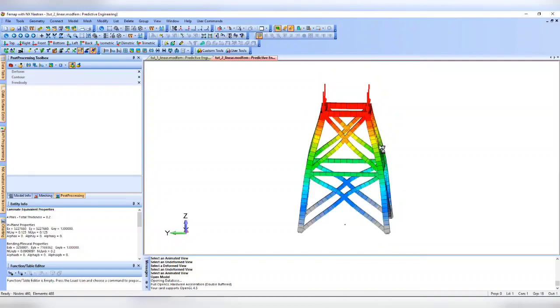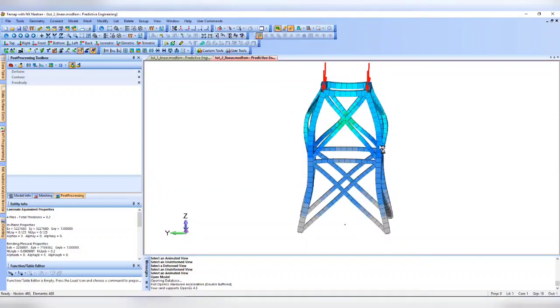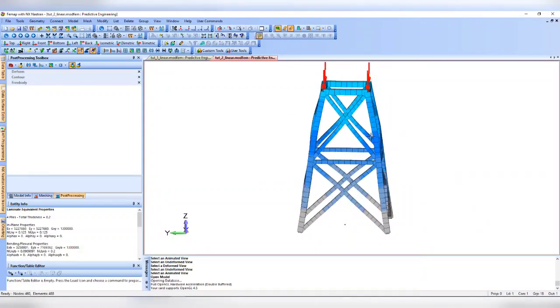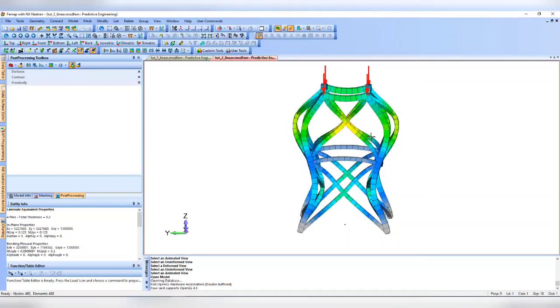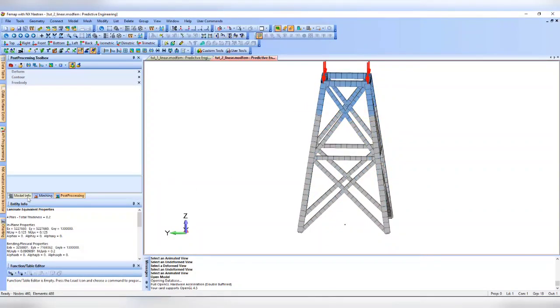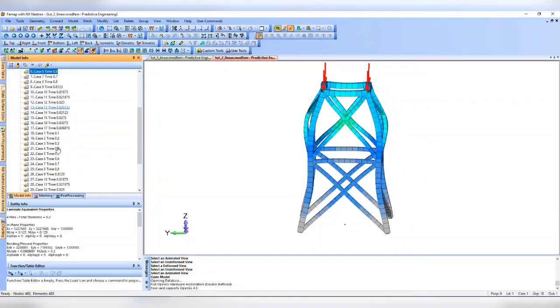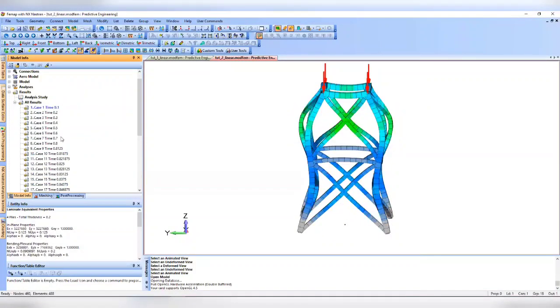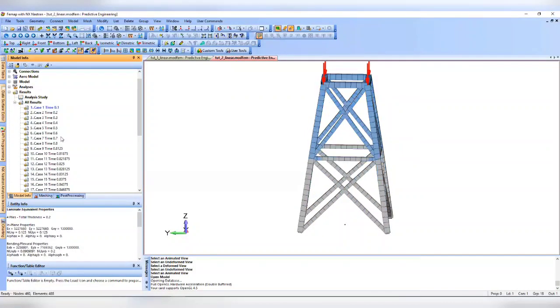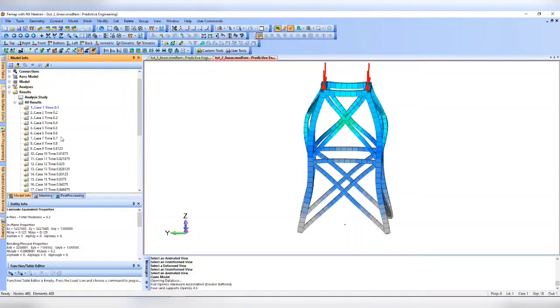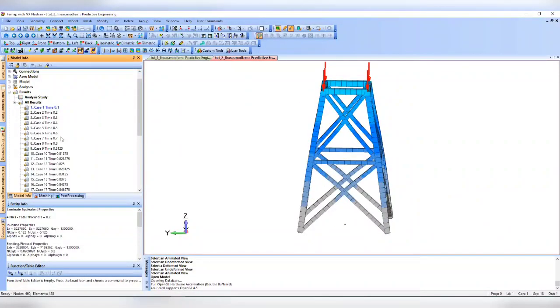Another thing is we're actually loading this in increments. What I mean by that is we're not applying the total force. Let's say it's 100 pounds. We're not applying that 100 pounds right away. We're applying it in increments of 10%, 20%, 30%, 40%, 50%, 60%, and so forth. Okay, so we're applying it in very small increments so that we're able to capture the large displacement effects if they were to occur.